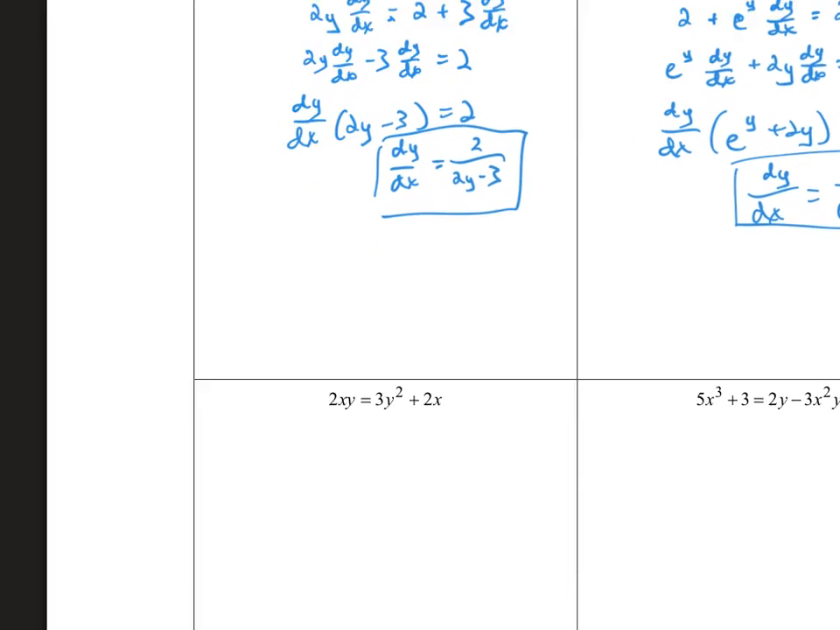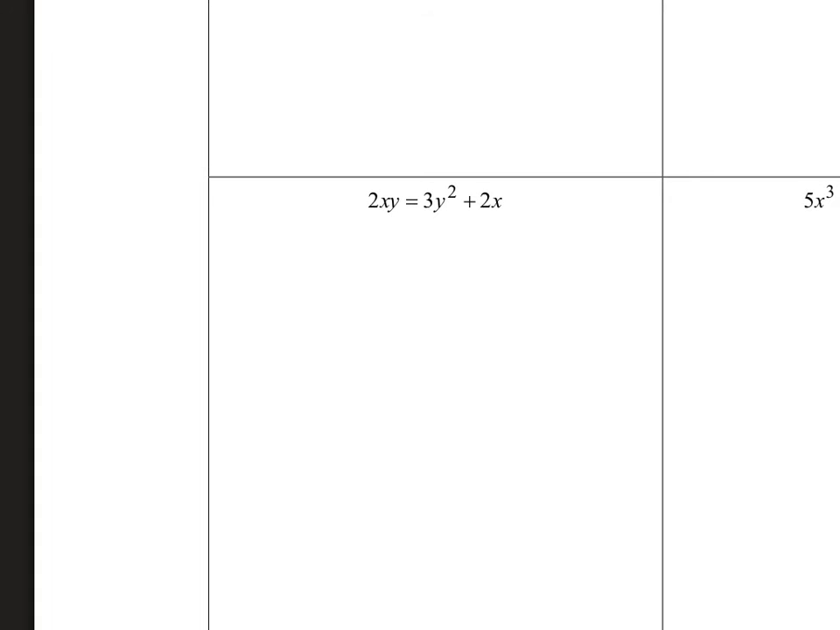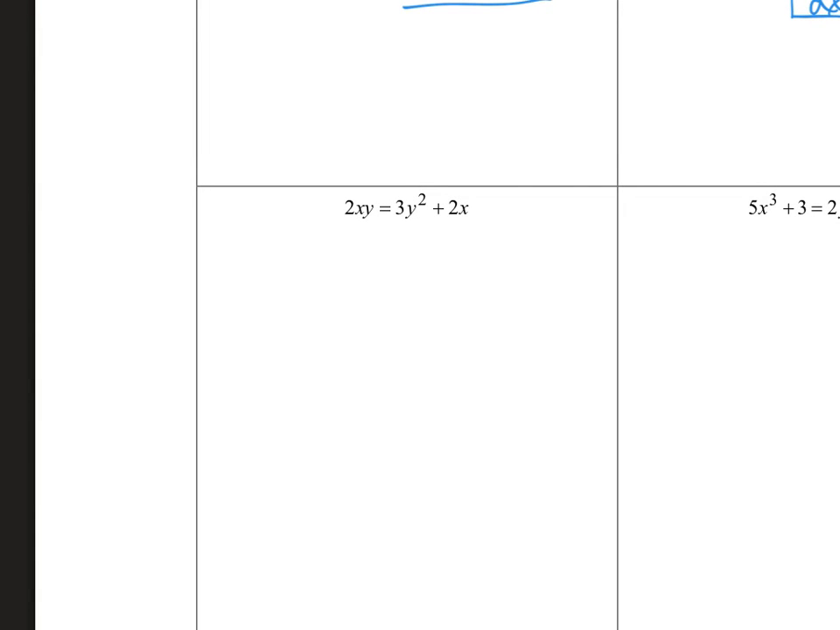Okay, let's go on down to the next one here. Ooh, we've got a product rule situation brewing here, and that has to do with the 2xy. So I want you to think of the 2x as your u, and think of the y as your v. Okay, so let's apply the product rule first on the left side. u prime is just going to be 2, and v is going to be y. And then we have our u, and then our v prime. Well, the derivative of y is just going to be 1, but you have to tack on that pesky dy over dx.